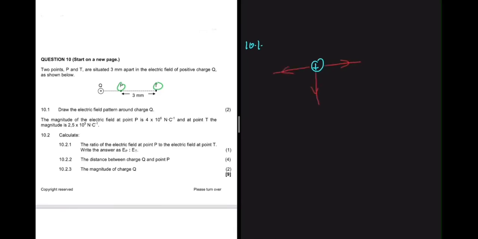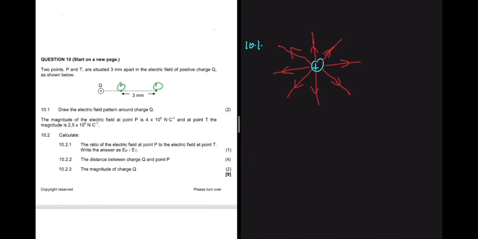And then if it was the other way around and the charge Q was negative, then the electric field lines should be pointing towards the charge itself and not outside. Your electric field lines should be evenly separated and they should be of equal length, right? And then let's do 10.2.